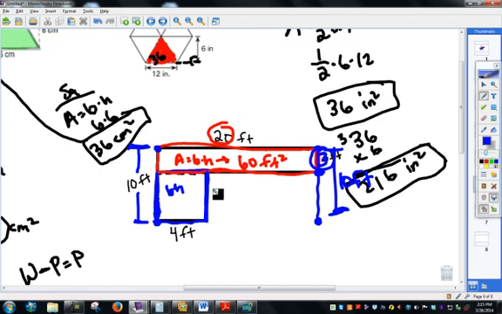And I know that this distance is 7 feet. This is 7, this is 3, 3 plus 7 is 10 total. So my base and my height here are 4 and 7, which means my area is 28 feet squared. Now I would be ready to add these up, which is going to give me 88 feet squared.